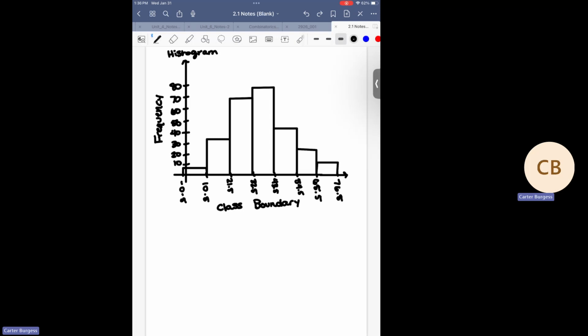The other, one of the other options, symmetric. We have a clearly defined center, so our middle bucket is going to kind of act as a center, and we're going to have pretty similar amounts of data to the left and to the right of that center. Right?